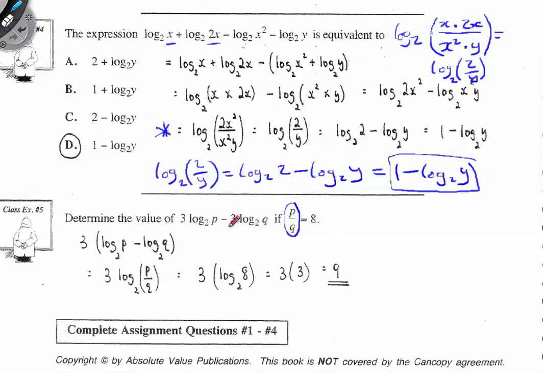Okay, so we can factor out these 3's, because it seems the obvious thing to do. Then we just have log p minus log q, both to the base 2. Well, a log minus a log is a quotient with a single log, p over q, and we know that p over q is 8. We can replace p over q here by 8. And again, 8 is 2 to the 3, so the answer for this is 3. So 3 times 3 times 3 is 9.